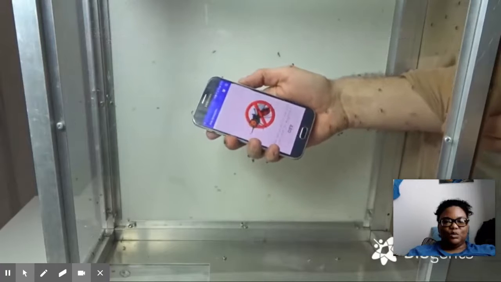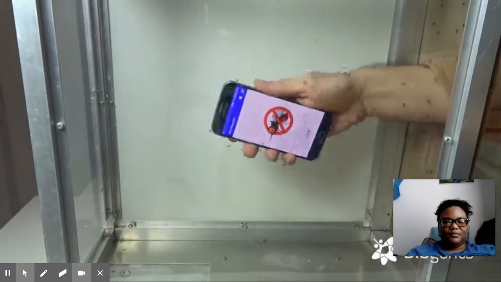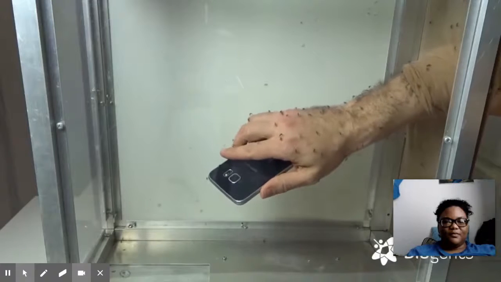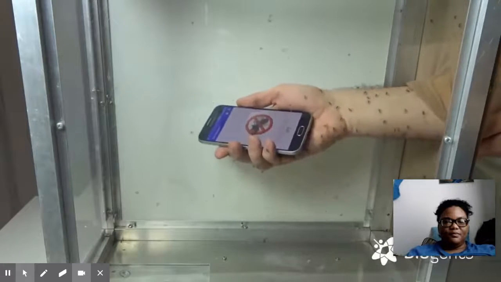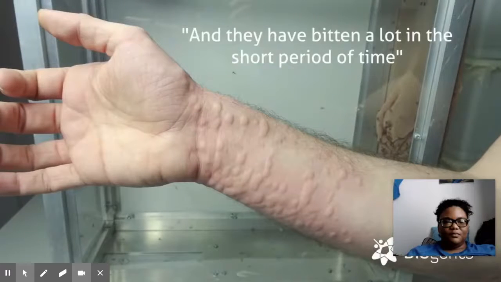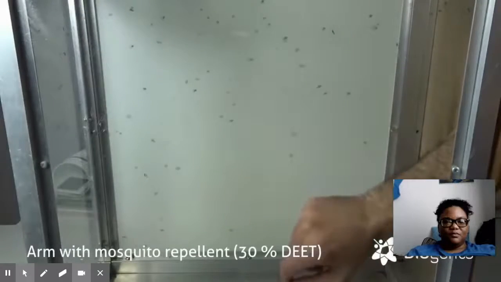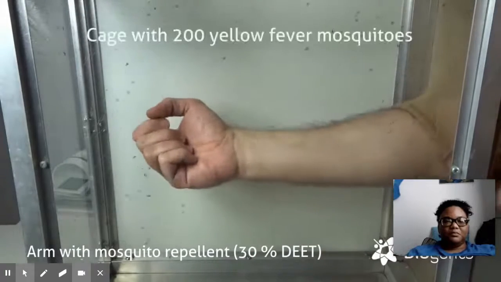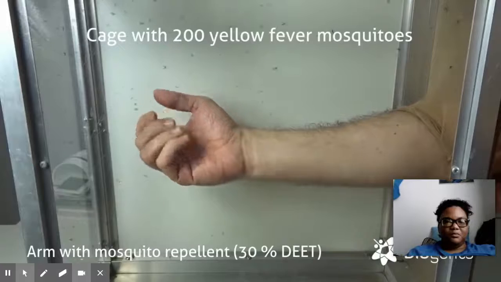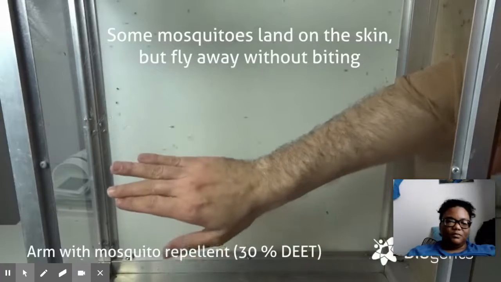As you can see, the mosquitoes don't really care about the sound and are landing on the phone and on my hand right around the speaker. And they have bitten a lot in the short period of time. Mosquitoes are landing for a short period of time only without biting.